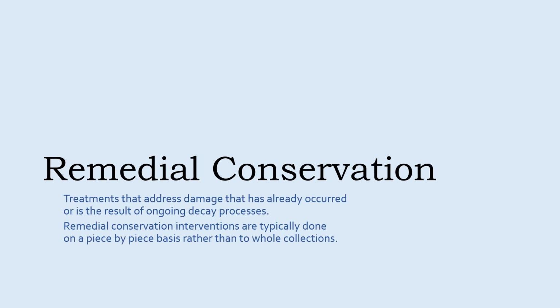The second type of conservation is remedial or curative conservation, which is what this module focuses on. Remedial conservation addresses damage that has already happened or is happening due to ongoing decay processes. It's usually done on a piece-by-piece basis rather than to whole collections.